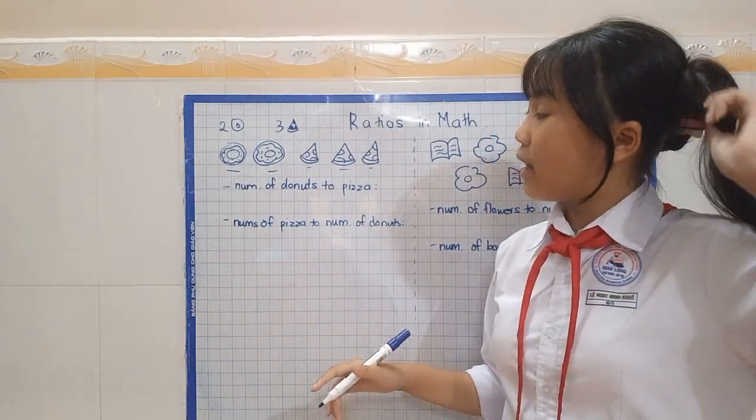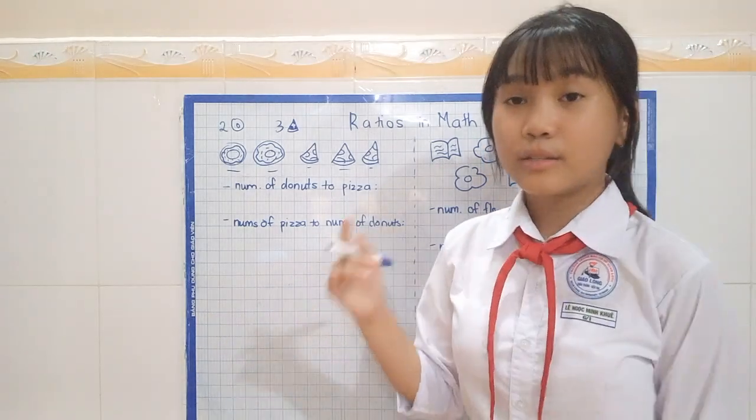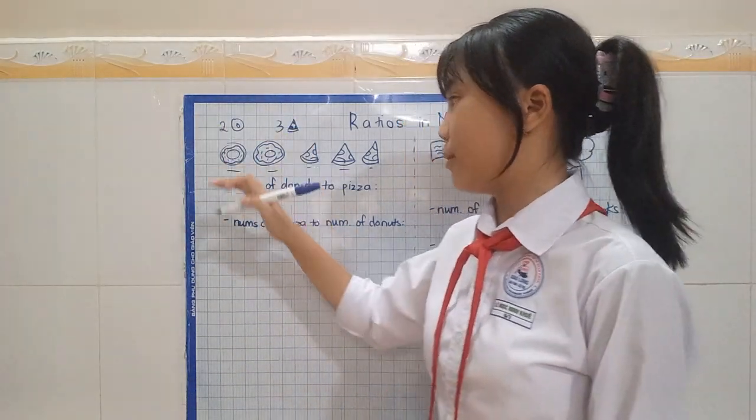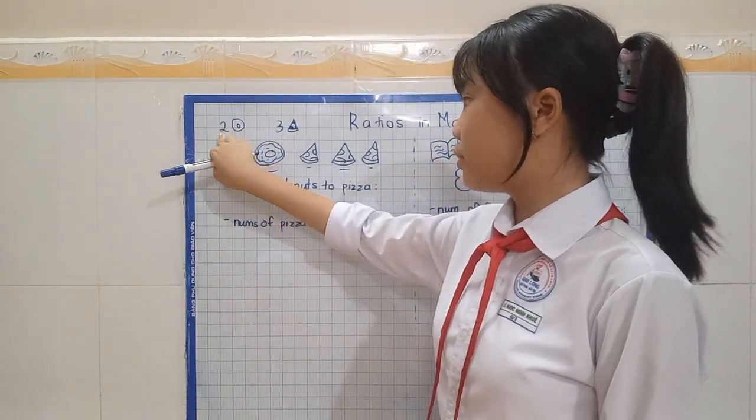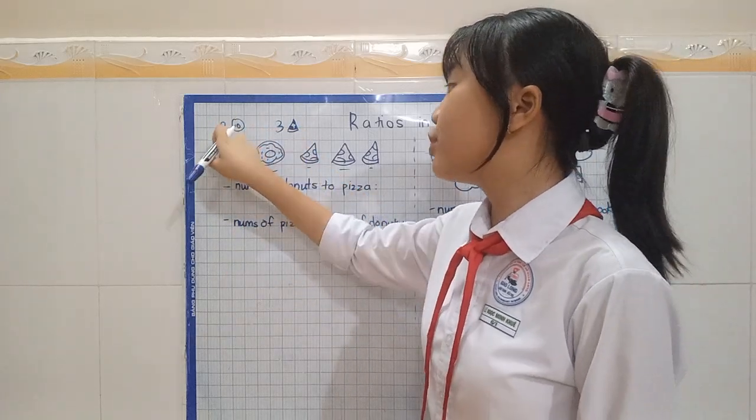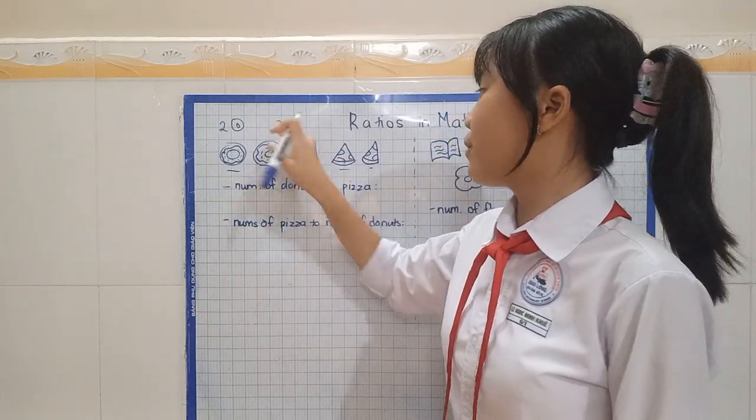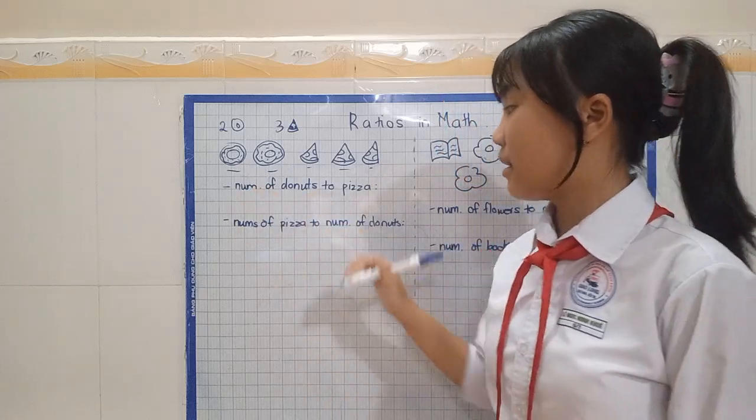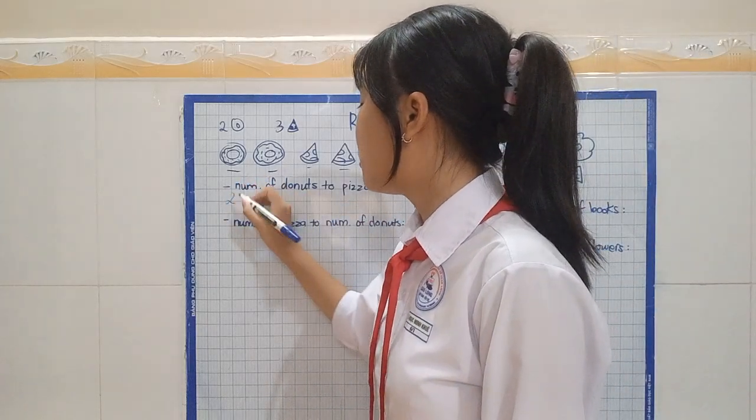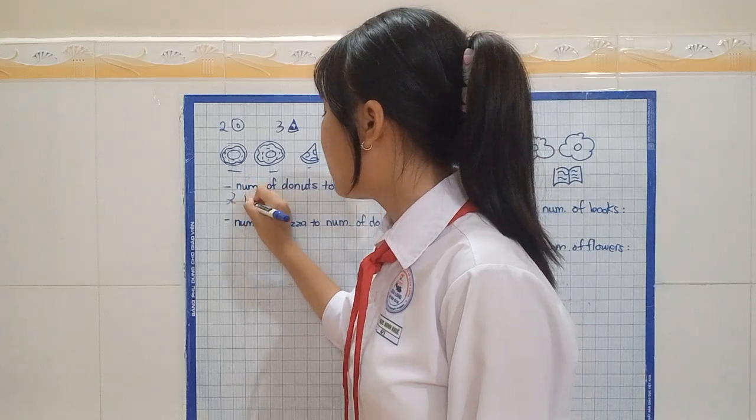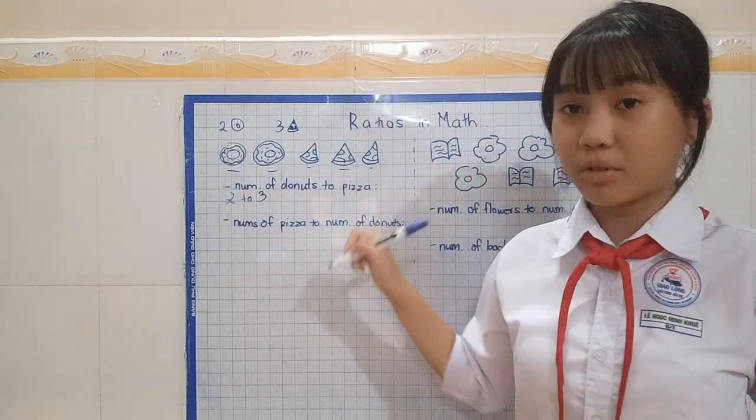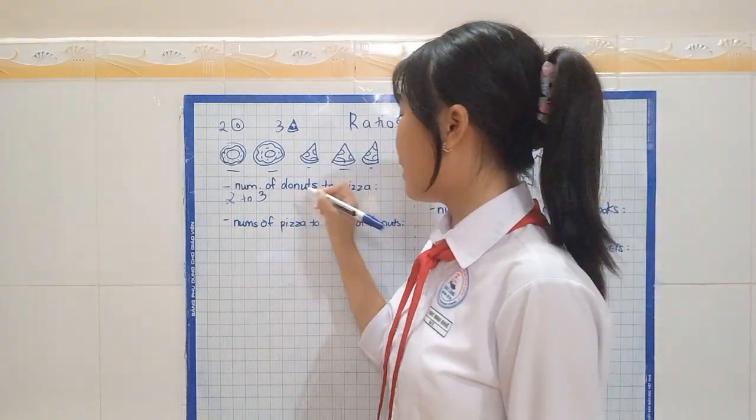So now if we want to represent the number of donuts to pizza, we would look at this number based on here. We have 2, 2, 3. Number of donuts is 2. Number of pizza is 3. So if we want to find out the number of donuts to the number of pizza, we will have 2, 2, 3. So the number 2 to number 3. So that is one thing.